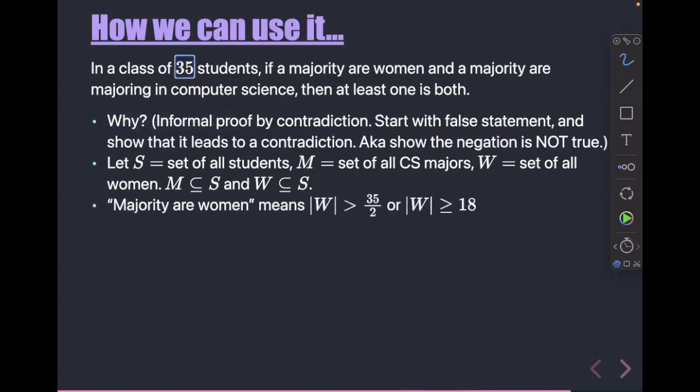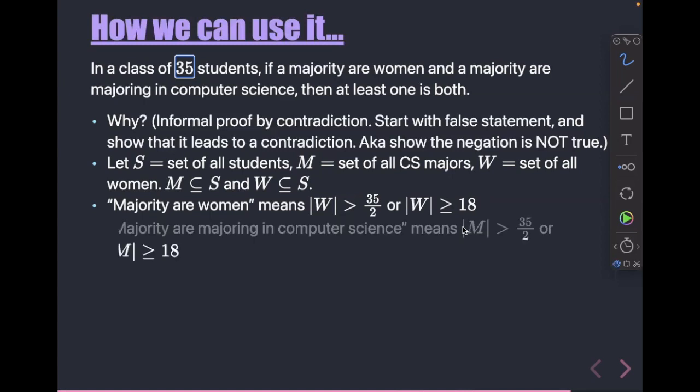If I'm saying a majority of them are women, that means at least 18 of them are women, because we divide by 2 and say more than half of them are women. Half is 17.5, so more than half means we'll say at least 18 are women. And I also say a majority of them are majoring in computer science. So again, at least 18 of them are majoring in computer science.